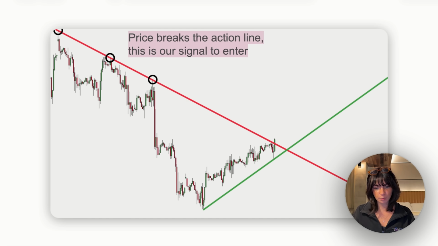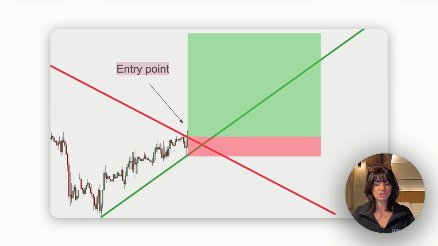So price broke the downward trend line, now giving it a name. Now it has an action line. Now it's time for us to enter. But we need to make sure that we have a safety line as well, which is the opposing trend line, which is going to mitigate our risk, keep us safe, and tell us when to exit the trade. So this is our entry point.